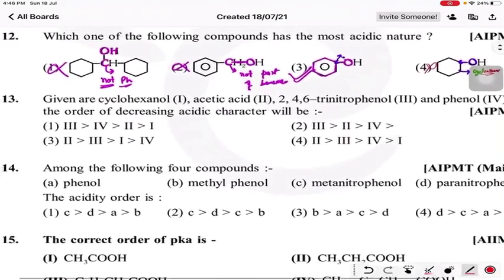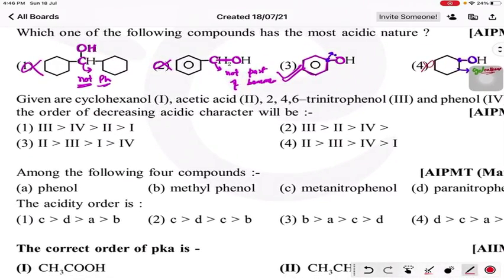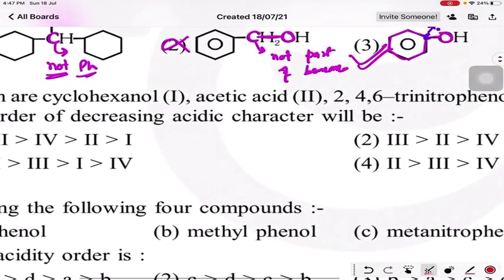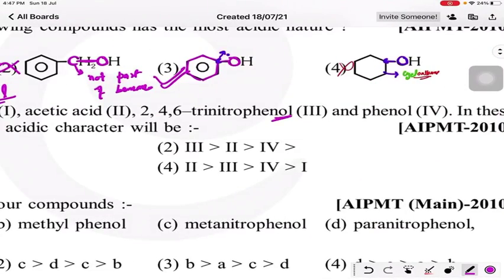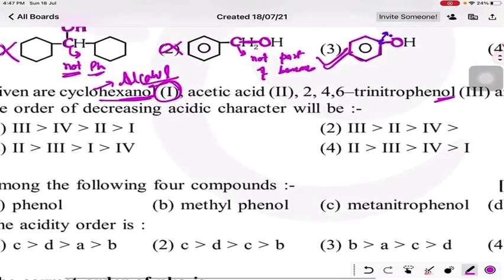The next question is, given are cyclohexanol, acetic acid, 2,4,6-trinitrophenol and phenol. Out of these 4, we have to arrange them in decreasing acidic character. Cyclohexanol is an alcohol with an sp3 hybridized carbon attached to the OH. So simply we can say this is an alcohol, and this should be the least acidic. One should be at the end.